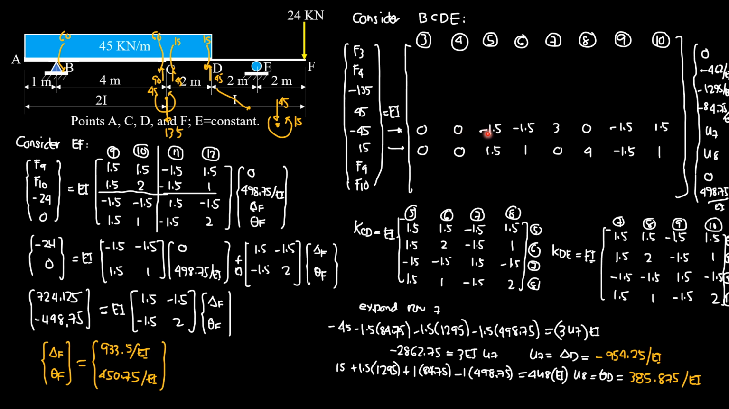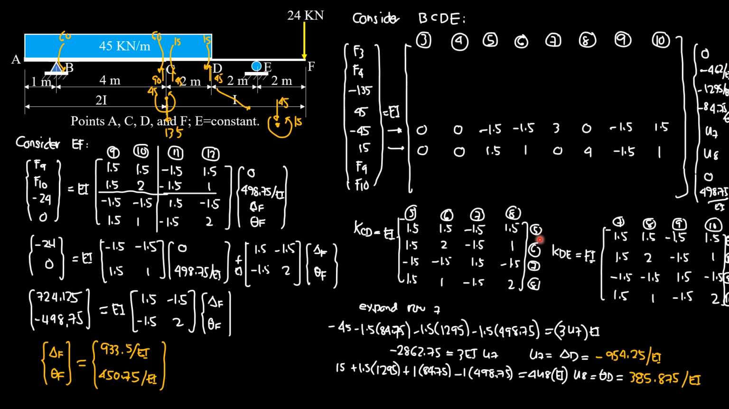So, while 7, 5 is negative 1.5 here, negative 1.5. 7, 6 is negative 1.5 also, that's negative 1.5. 7, 7 is 1.5 here, then another 7, 1.5 here, so 1.5 plus 1.5 is 3.